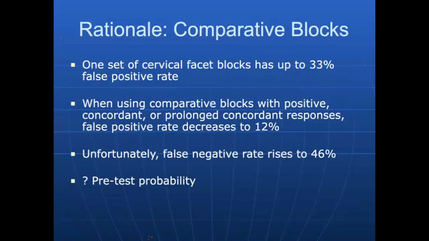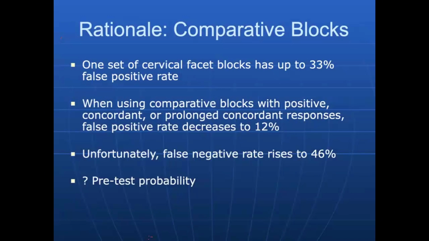Now, you might say to me, why not just block the nerve one time and then burn the nerve? The problem is if you just do one set of blocks, it has up to a 33% false positive rate. But if you use the comparative blocks that we talked about, false positive rate decreases to 12%. So in other words, if you do the blocks, 2 different numbing agents, 2 different occasions, 2 different lengths of response, you can be almost 90% sure their headache will go away. So people like that level of confidence.